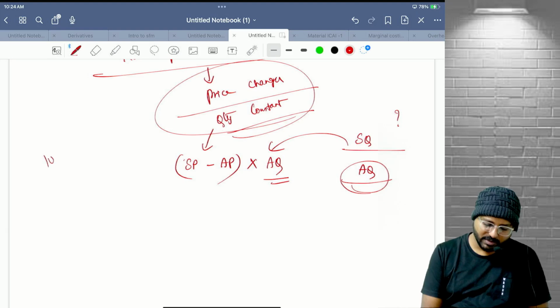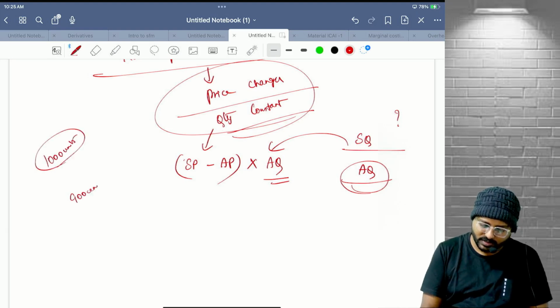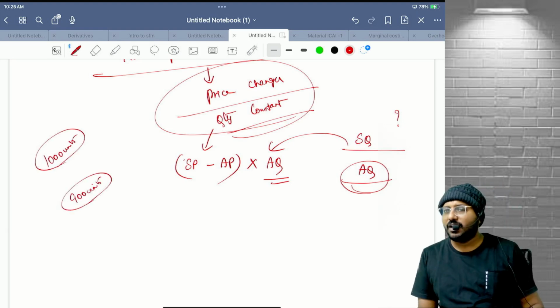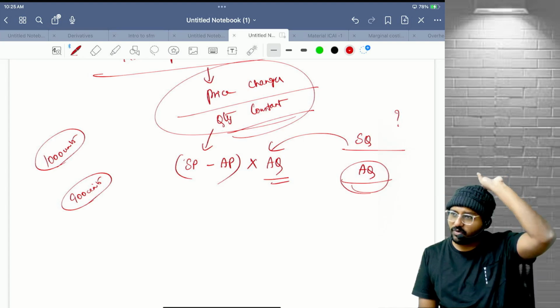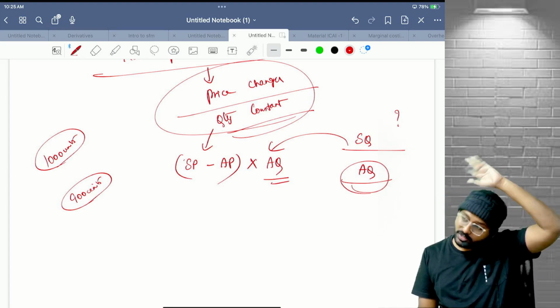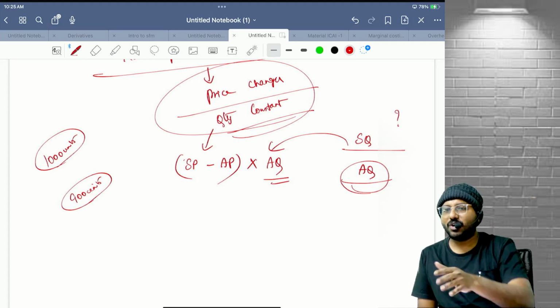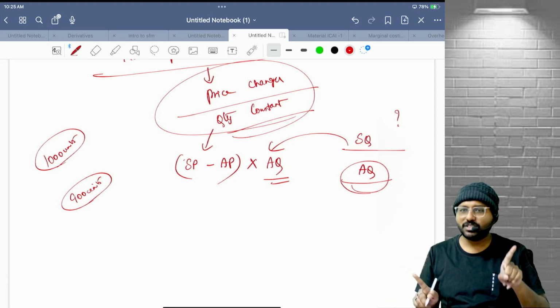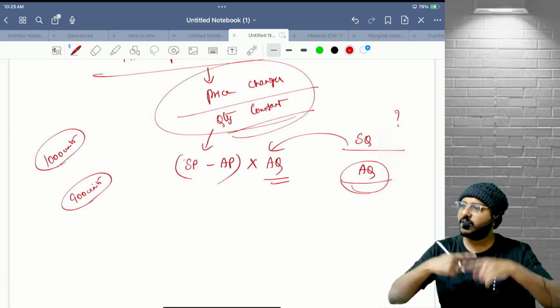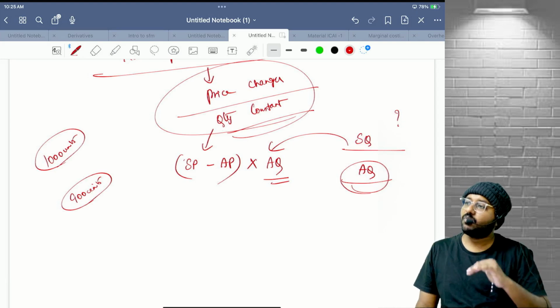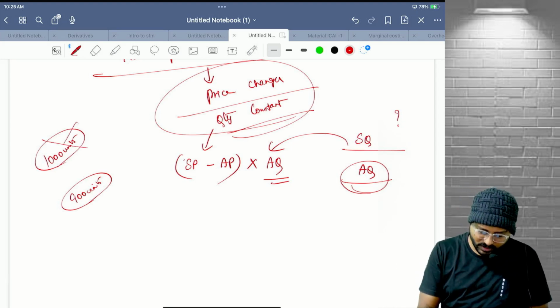Suppose I've planned that my budgeted output will be 1000 units, but actual output is 900 units. Are you able to understand? Now I'll not be thinking like this, saying I've planned 1000 units, for 1000 units what is the cost that you have planned, and for the 900 units you have actually produced, what is the cost you have incurred. Then if you compare it, the comparison will not be in sync because there will be multiple variations. You got the point?